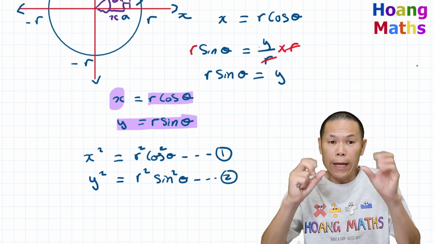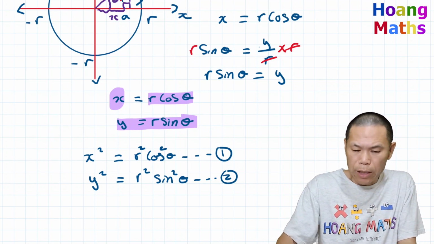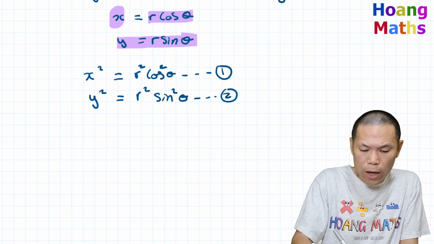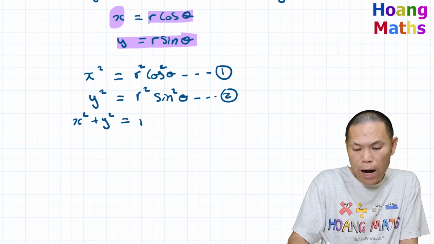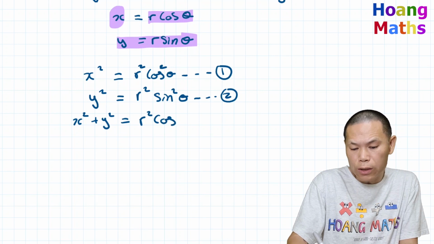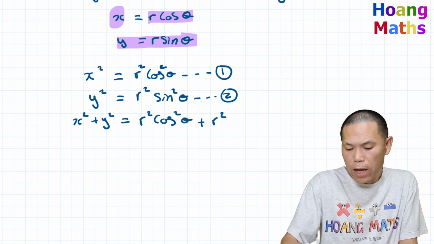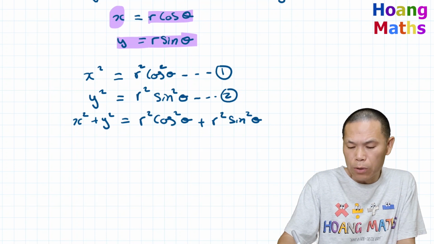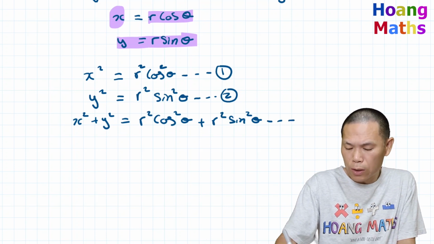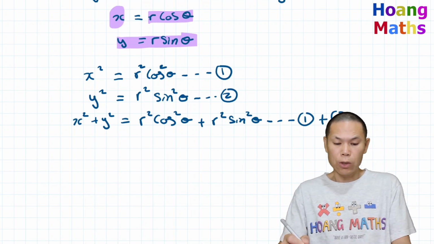Now if I add equation number 1 with equation number 2, that becomes x squared plus y squared is equal to r squared cos squared theta plus r squared sine squared theta. So we just add equation number 1 with equation number 2. That's how I get this.